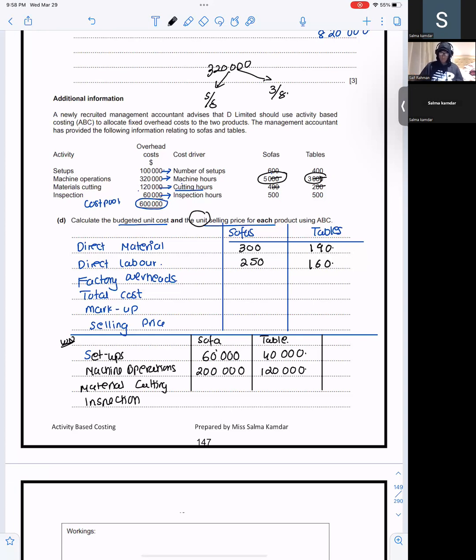Material cutting again, I can divide in the ratio of 4:6. 120,000 divided by 6. 80,000 and 40,000. And this is equal. So 60,000. You get 30,000, 30,000.